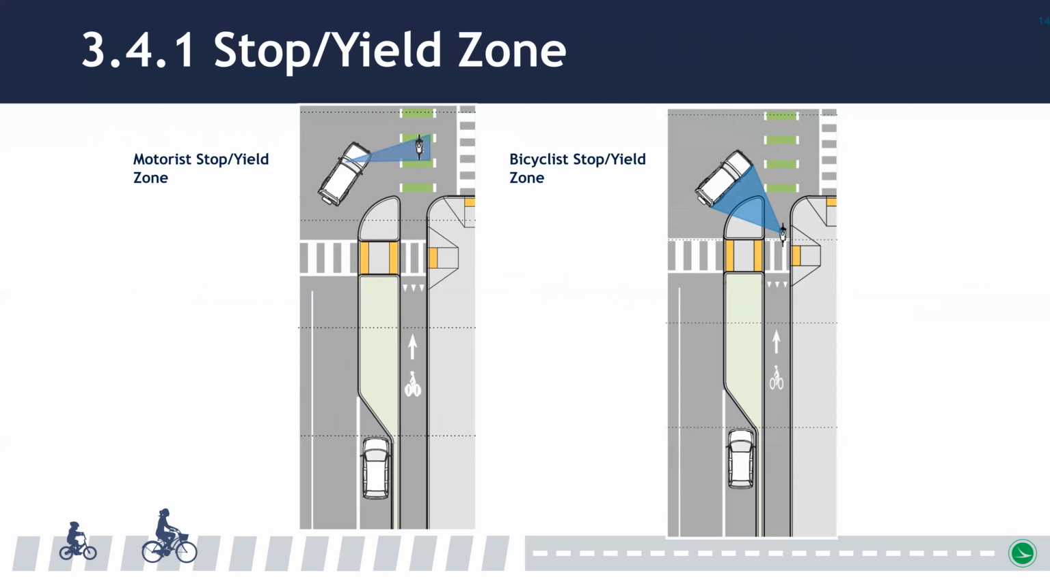The final zone at an intersection approach is the yield zone. The yield zone is where the bicyclist, the motorist, or the pedestrian yields or stops as necessary to avoid a conflict.